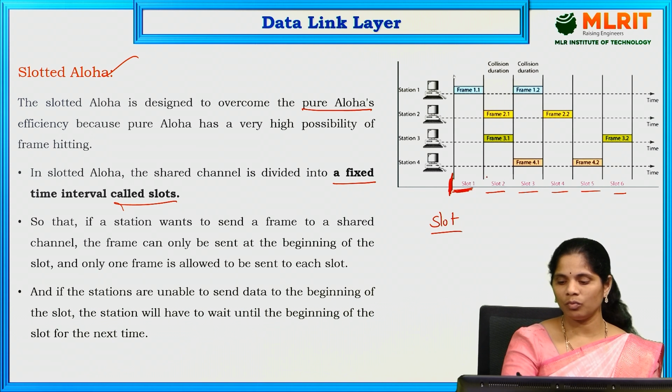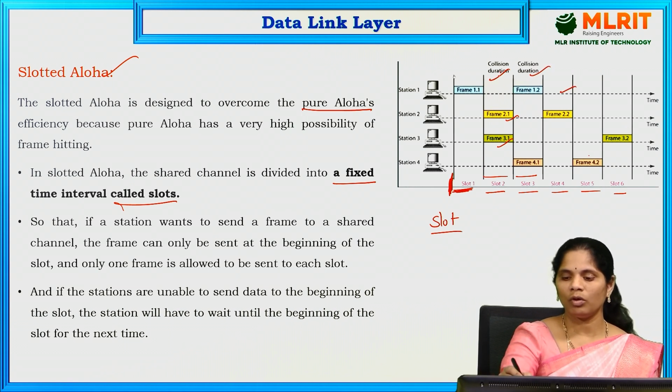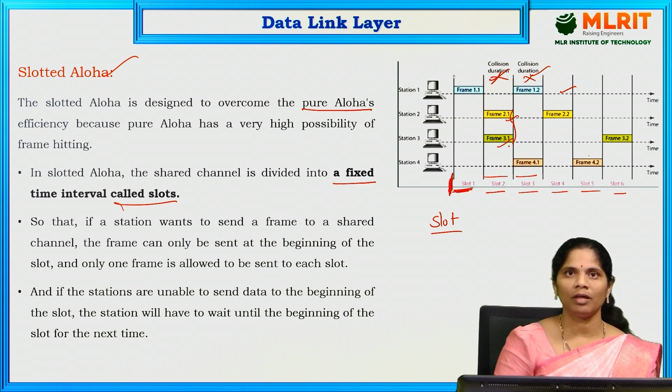In slot 3 here, these two came in one slot only. So here the collision is there. Here the collision is also there. Here there is no collision. Here there is no collision. Here there is no collision. Only these two collide, because these two frames come under the same slot. That is called slotted Aloha.